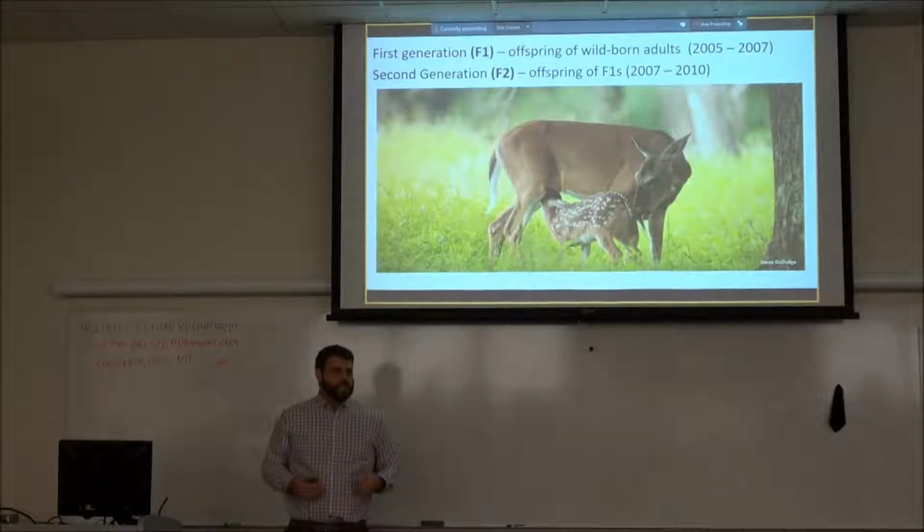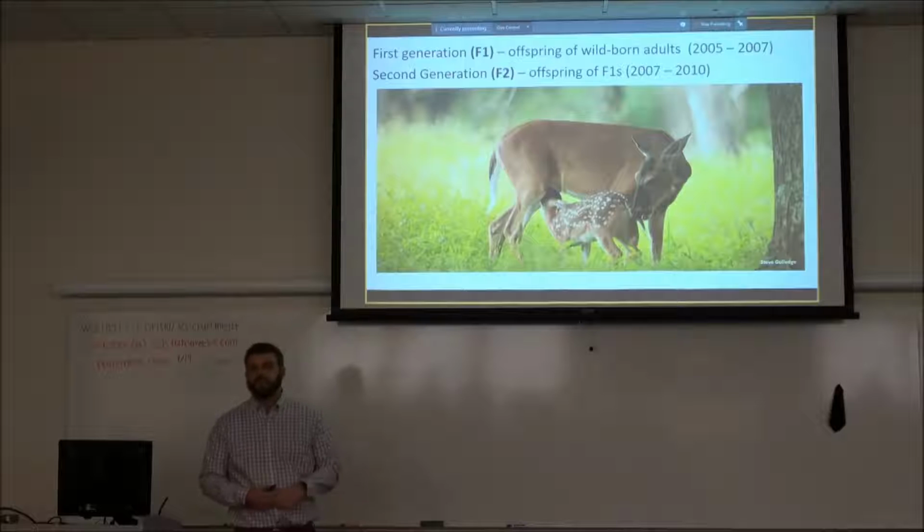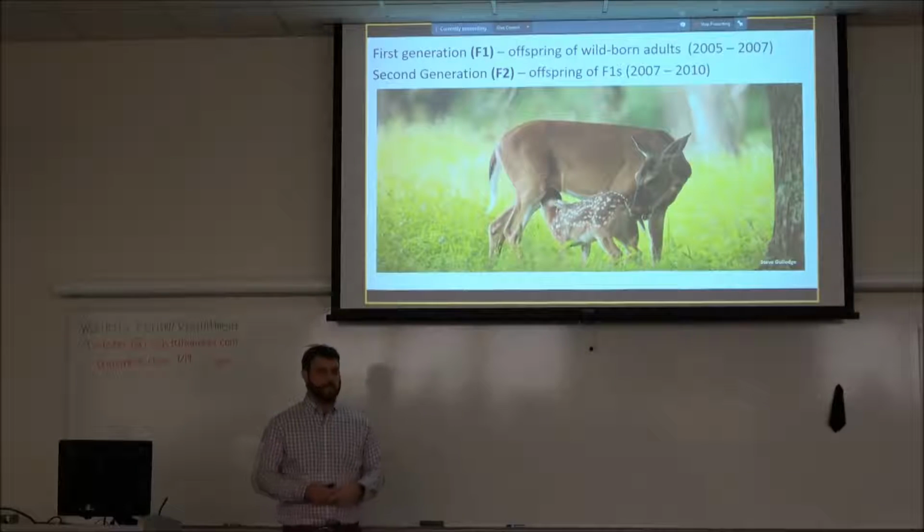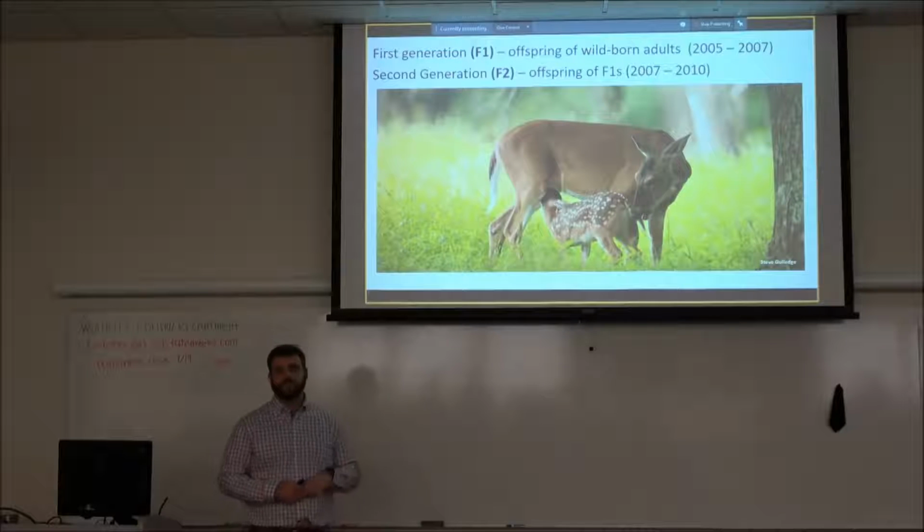And when we brought them back to a research facility, we kept them separated by region. So Delta deer were only kept with other Delta deer, breeding with other Delta deer, and so on and so forth. We allowed them to produce 2 generations of offspring.